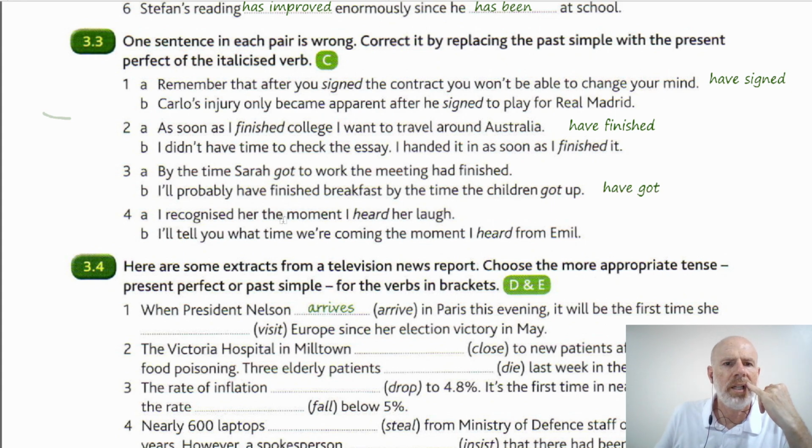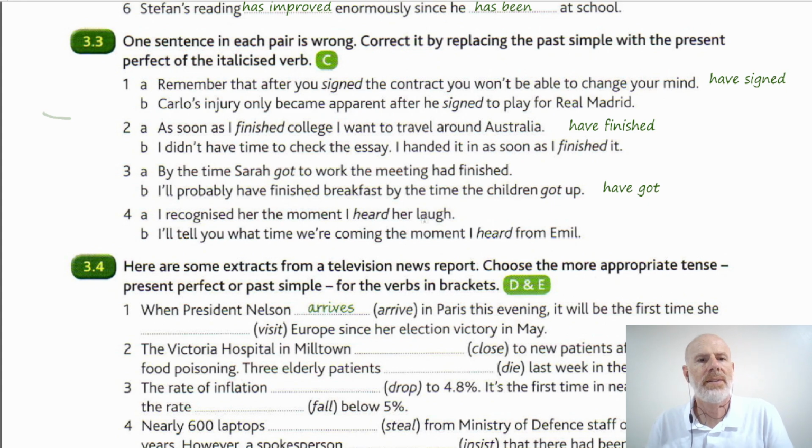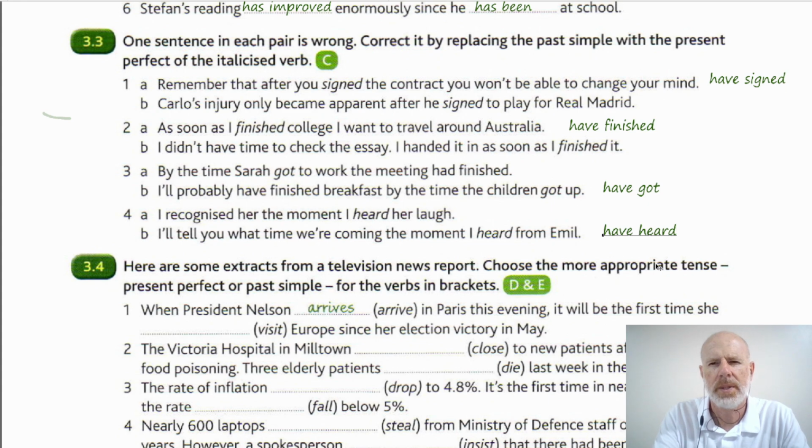I recognized her the moment I heard her laugh. Both are in the past. But look at the second one. I will tell you what time we are coming the moment I have heard from Emil. It's about the future. I have heard from Emil. Okay? Very interesting use of present perfect.